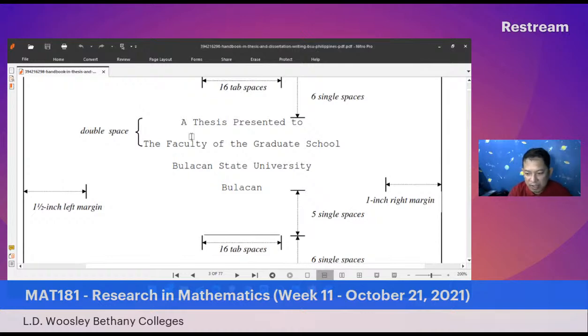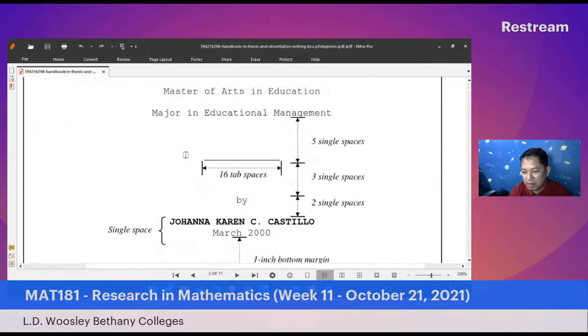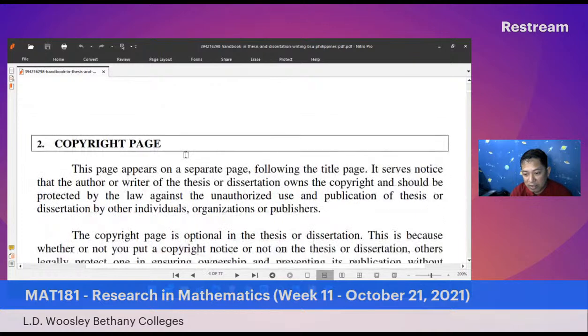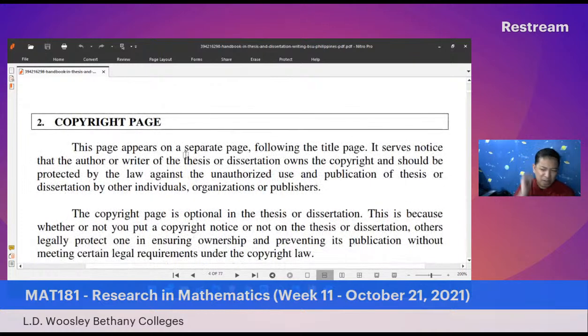Okay, so this is most likely the front page. All right, so that's the title page format. So this is essential, no? Next, the copyright page, though this may be optional.